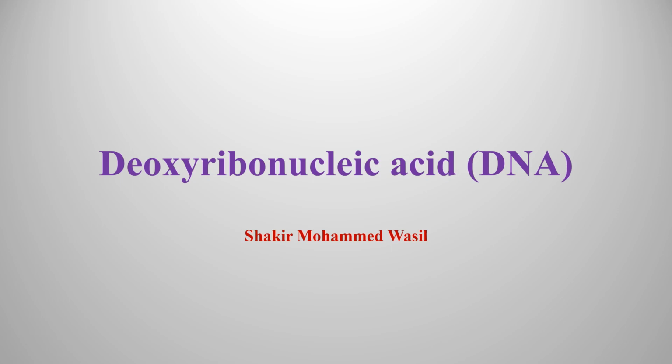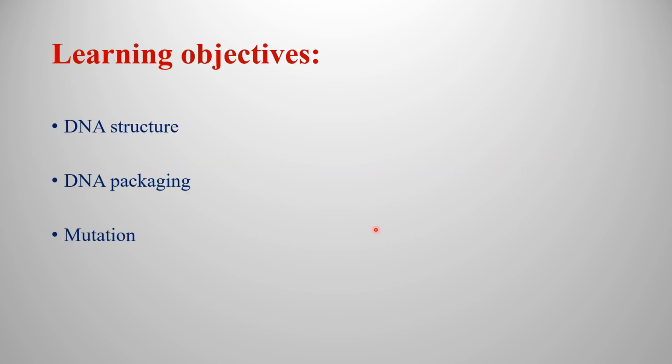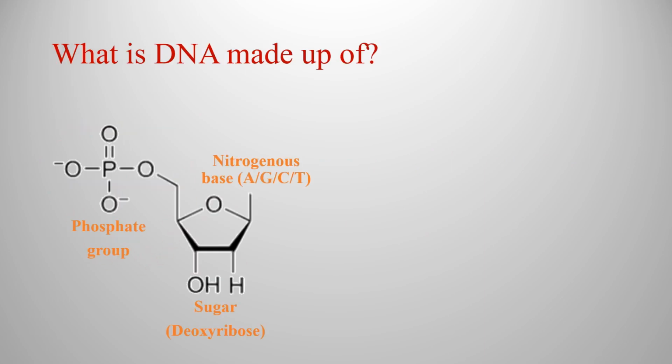In the last video, we discussed what a cell is, the different types of cell organelles, and their functions. In this video, we will be discussing the structure and function of deoxyribonucleic acid, abbreviated as DNA. This video will shed light on the structure of DNA, how DNA is packed inside the nucleus, and an overview of what a mutation is. So let's start with what DNA is made up of.